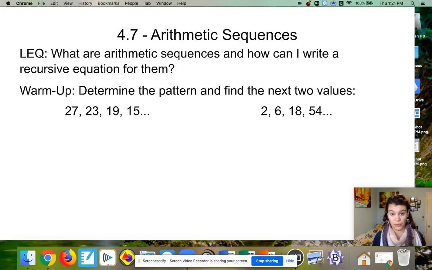All right, so today we're doing 4.7, talking about arithmetic sequences. So what is it, and how can you write a recursive equation for them? To warm up, find the next two values in these patterns.